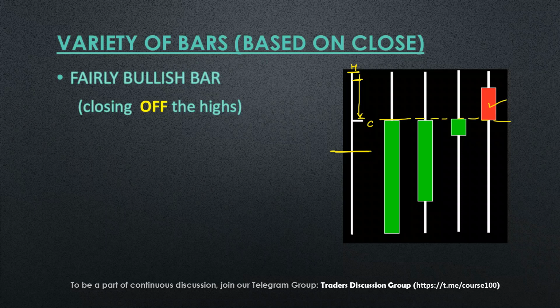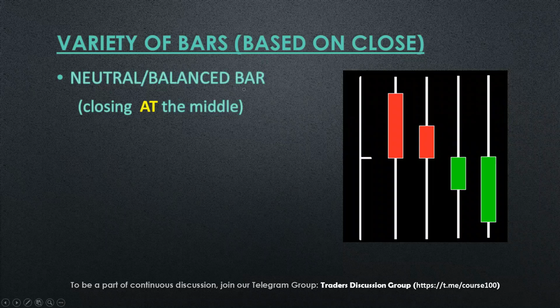You can see this red bar is also considered fairly bullish, or this strong green bar, or a doji-like bar is also considered fairly bullish if my close is just off the highs but well above the middle line. So instead of taking so many candle types into consideration, we can only observe where my bar closed, and based on that we can identify which type of bar it is.